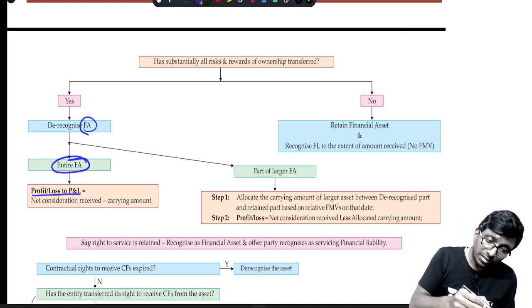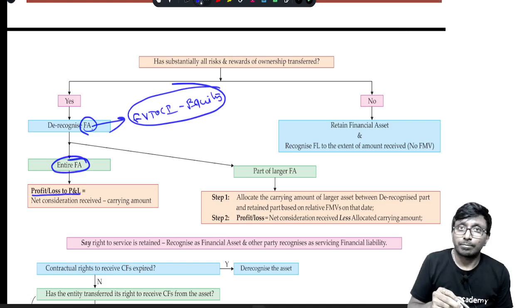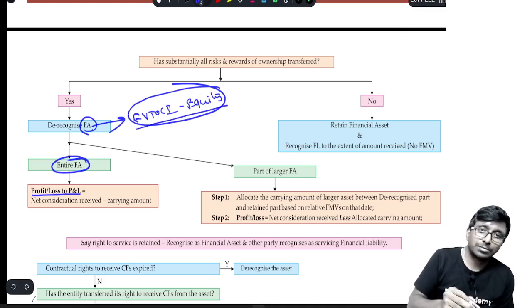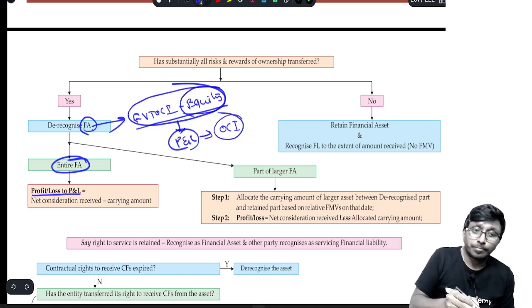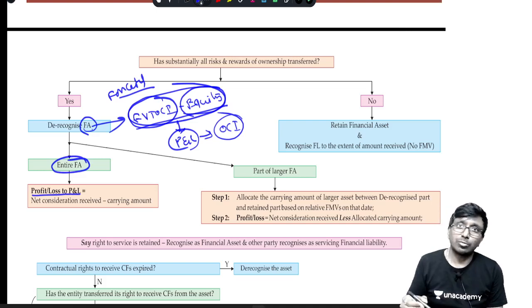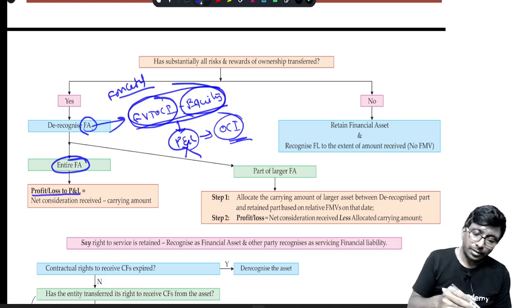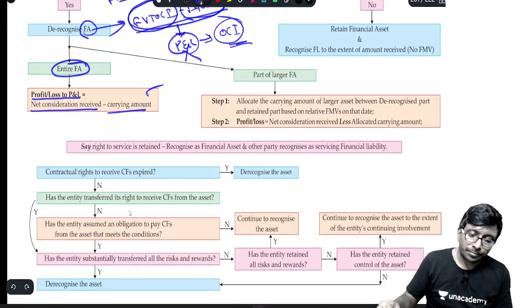Perfect. But remember, in this derecognition of a financial asset, if the financial asset is FVTOCI, that is an equity instrument classified as FVTOCI, then it will not go to profit and loss. It automatically should go to OCI, because it is an equity instrument classified as FVTOCI. This is a forced classification, a one-time irrevocable option. It should not go to P&L, it should go to OCI. Please remember that. Net consideration, whatever you got, minus the carrying amount, will do it. That's all.